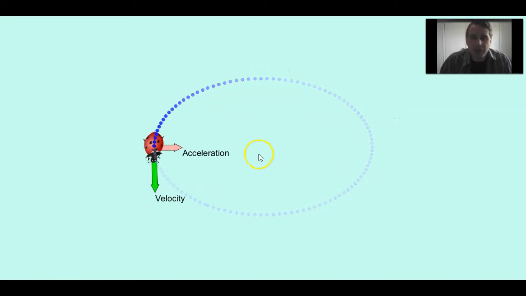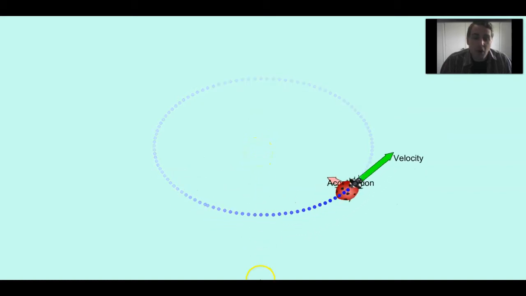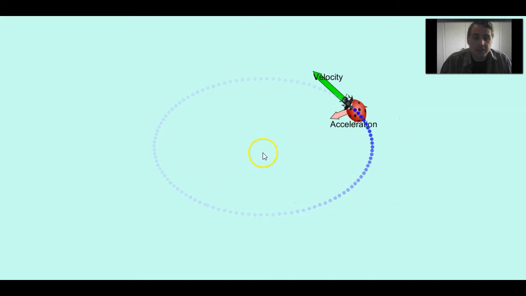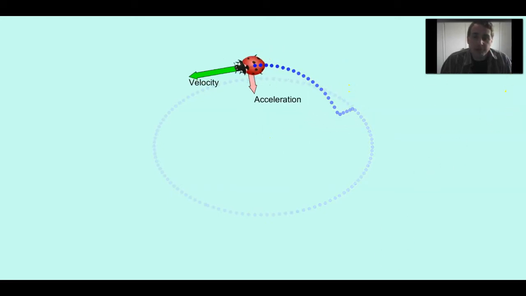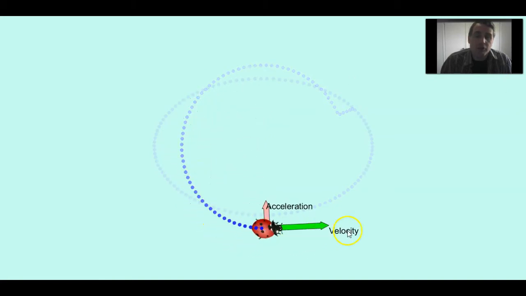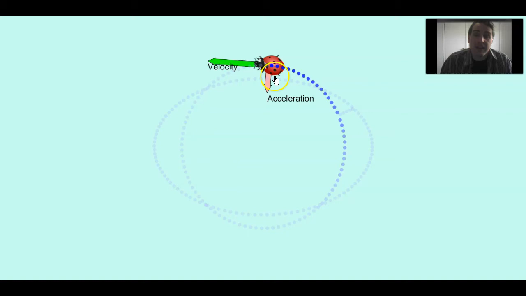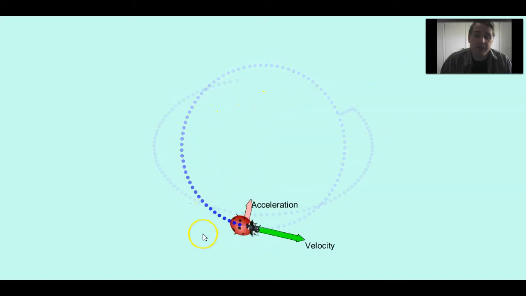That is, if you imagine some origin here and pause and draw a position vector from that origin to the ladybug, the velocity vector will always be perpendicular to that direction, that position vector. In fact, it will always be tangent to the path that the object is moving on. Okay? And notice the acceleration vector. When we were in circular motion, the acceleration vector was always perpendicular to the velocity vector and in the opposite direction of the position vector.